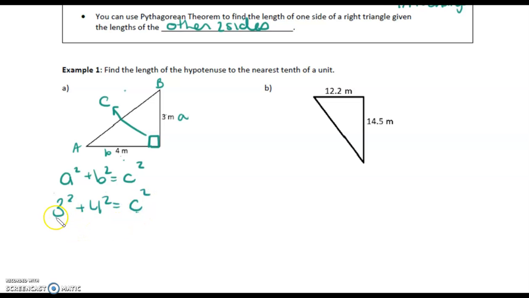C is unknown. 3 squared is 9, 4 squared is 16, equals c squared. 9 plus 16 is 25. And what we're going to do is root both sides. So 5 equals c.